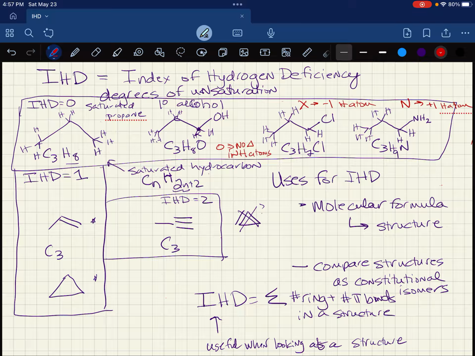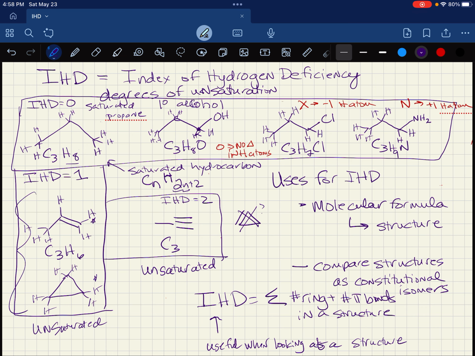These last 3 here do have pi bonds. So this would be unsaturated. This would also be unsaturated. This one is going to have only 6 hydrogen atoms. So what we notice is that in adding that pi bond, we lose 2 hydrogen atoms. This compound is also the same molecular formula. So that means these 2 compounds here are constitutional isomers.